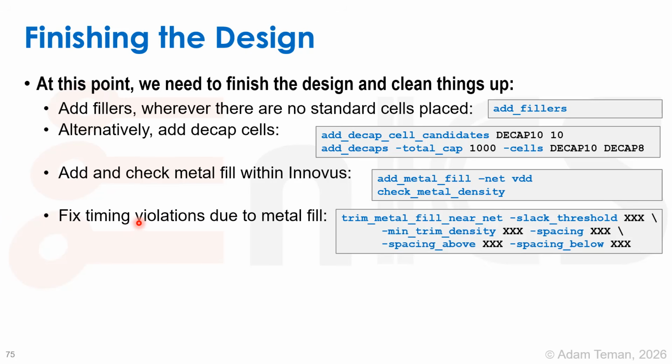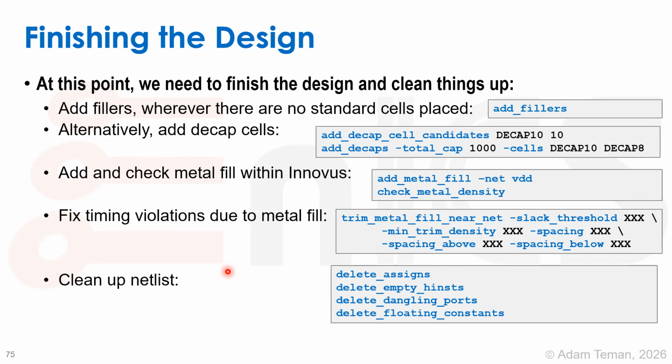Okay, we may need to fix timing violations, as I just said, so you can do something like trim metal fill near net minus slack threshold, minus min trim density, minus spacing, and so forth, that can help you fix some of the timing violations that you had with metal fill. There are all kinds of ways to do this and lots of commands, and you have to play around with them and see what works.